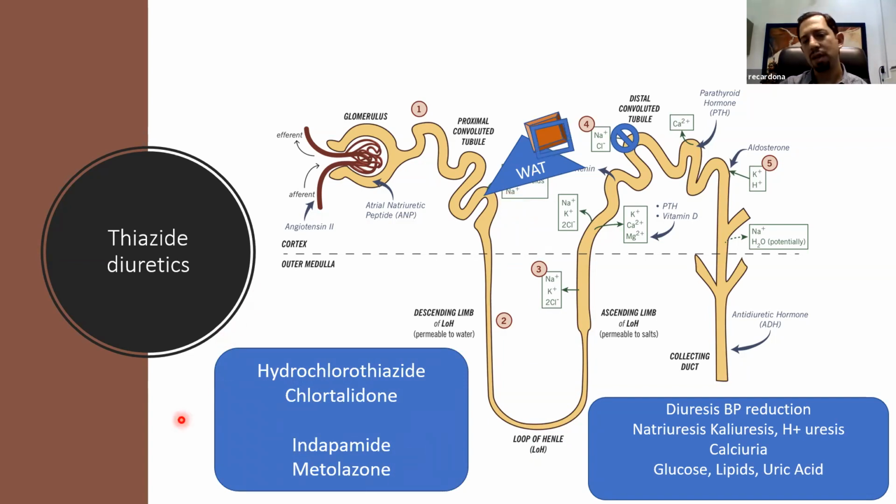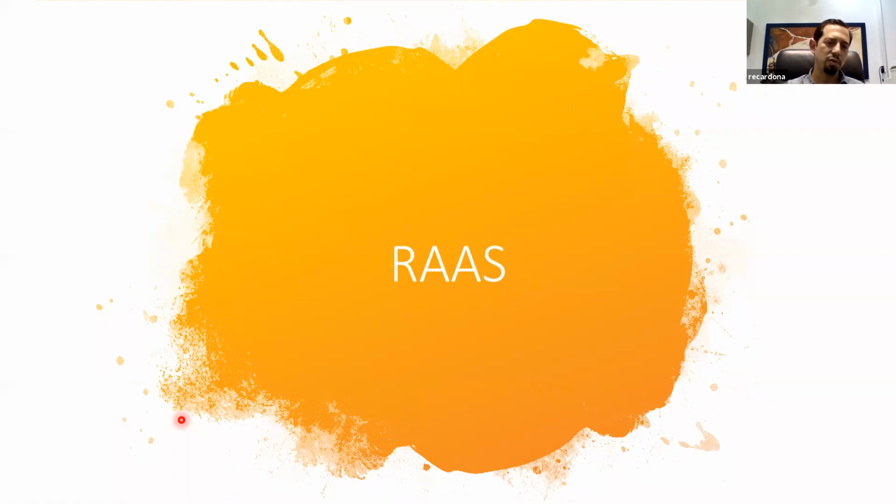Hydrochlorothiazide, chlortalidone, indapamide, and metolazone. They are considered low ceiling diuretics, and the reason they are considered low ceiling diuretics is because they produce a close to maximum effect even if we use low doses, and as we increase the dose, we see very small changes in the effect they produce.